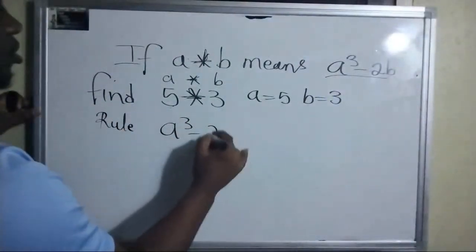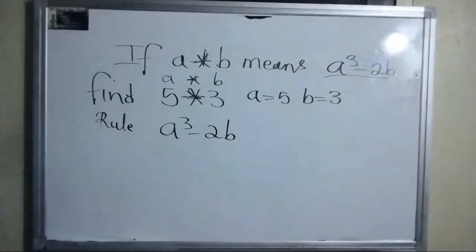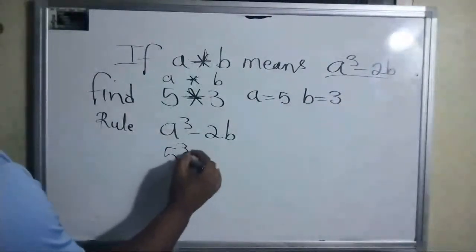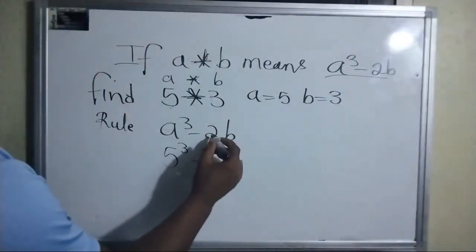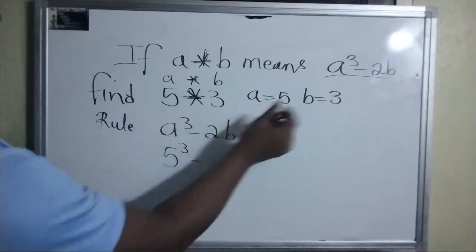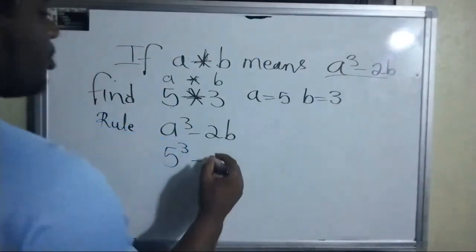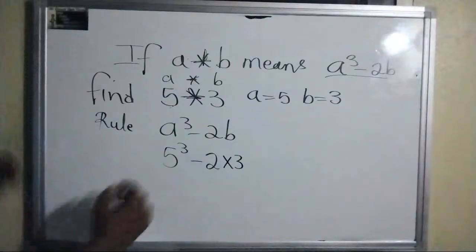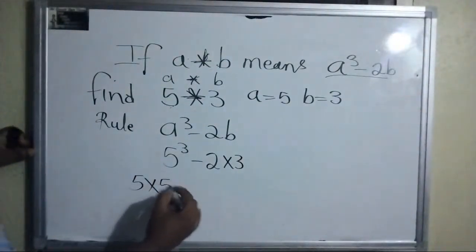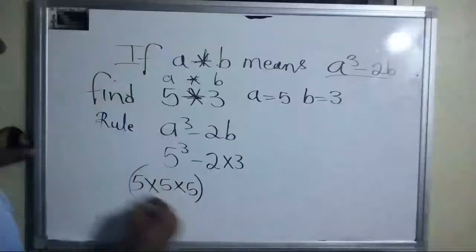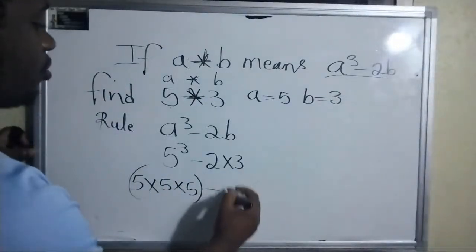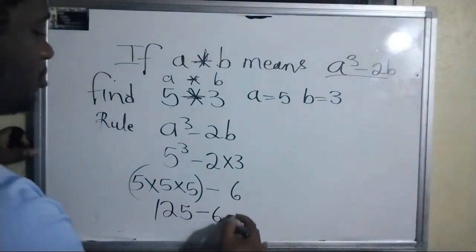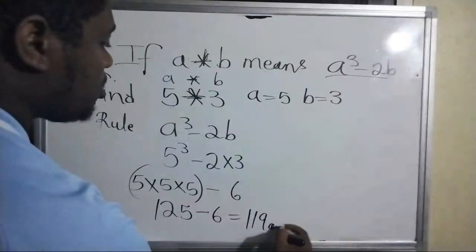A cubed minus 2B. And remember, rules are meant to be followed. So we follow what the rule says. So A is 5, so we find the cube. And B, it says 2 times B. So it's 2 times B, which is 3, right? So this means 5 times 5 times 5, and 2 times 3 is 6. So this will give us 125 minus 6, which gives us 119.